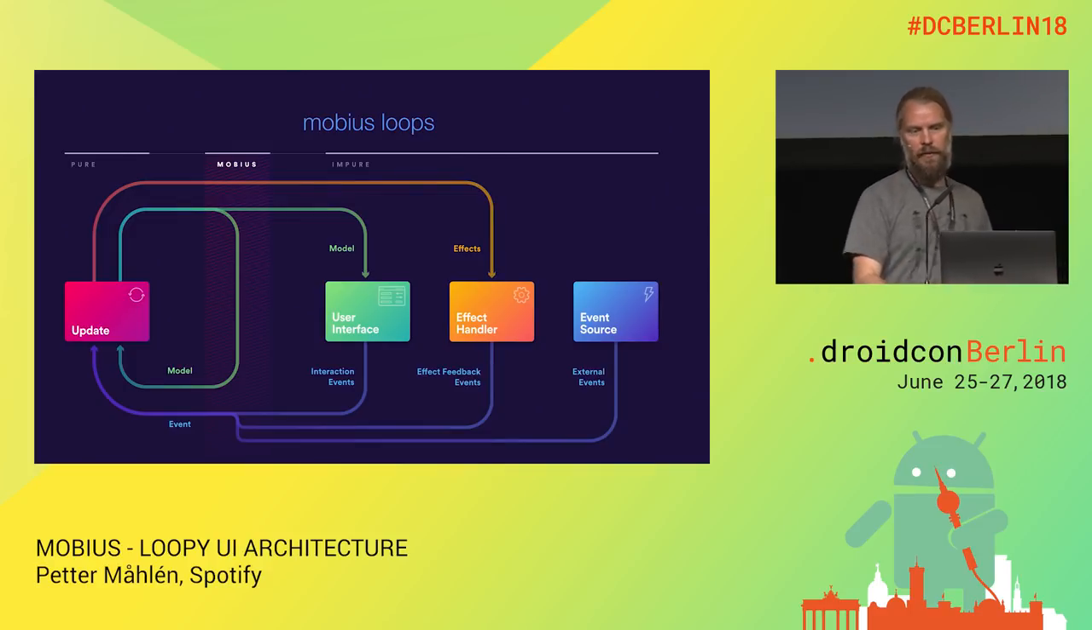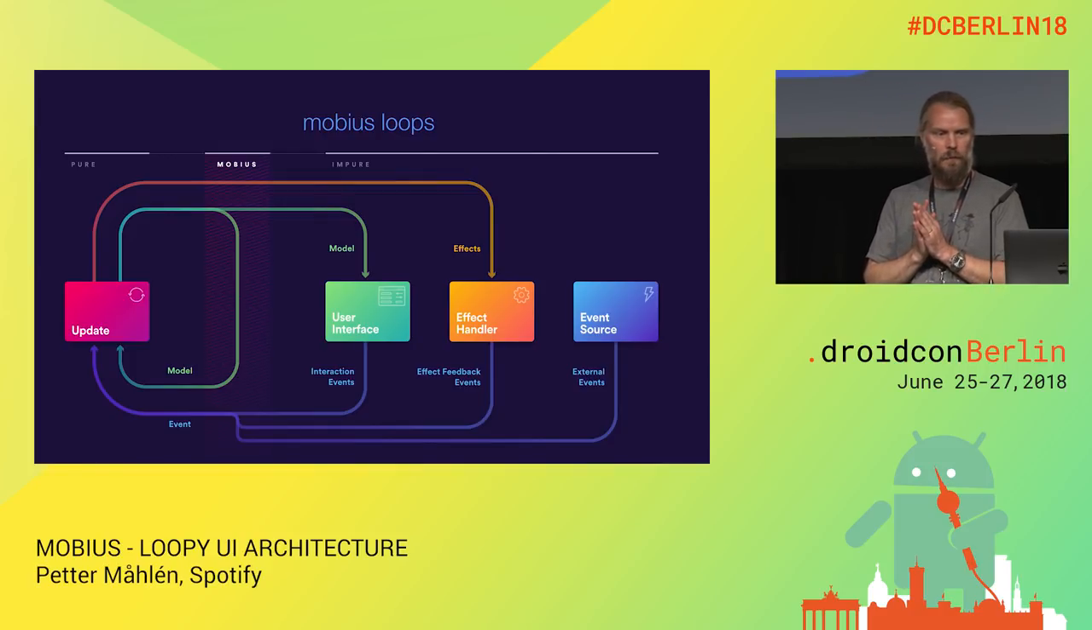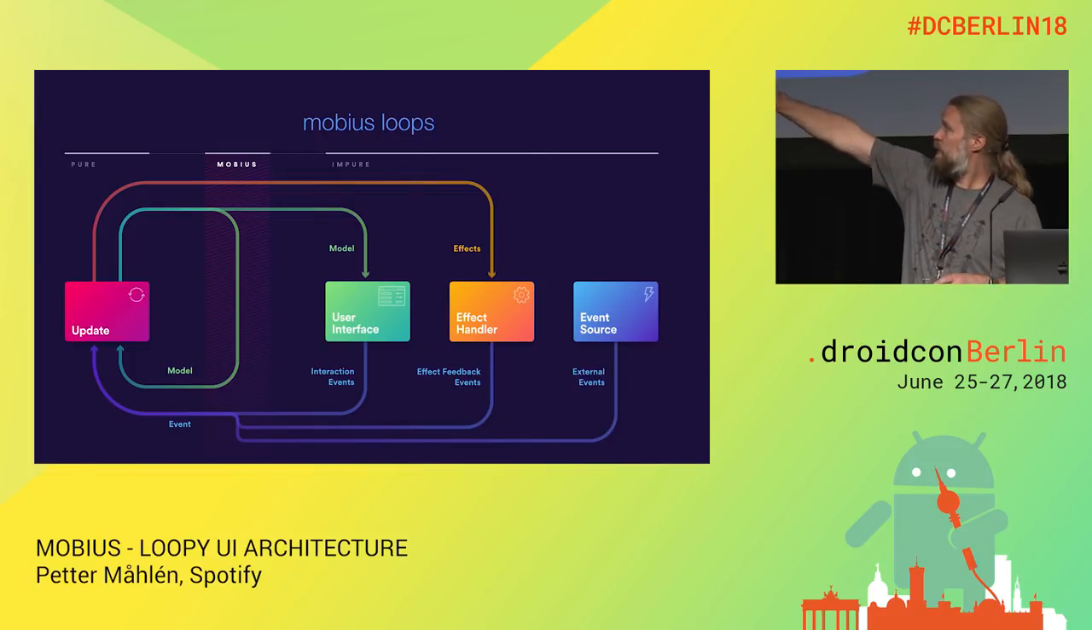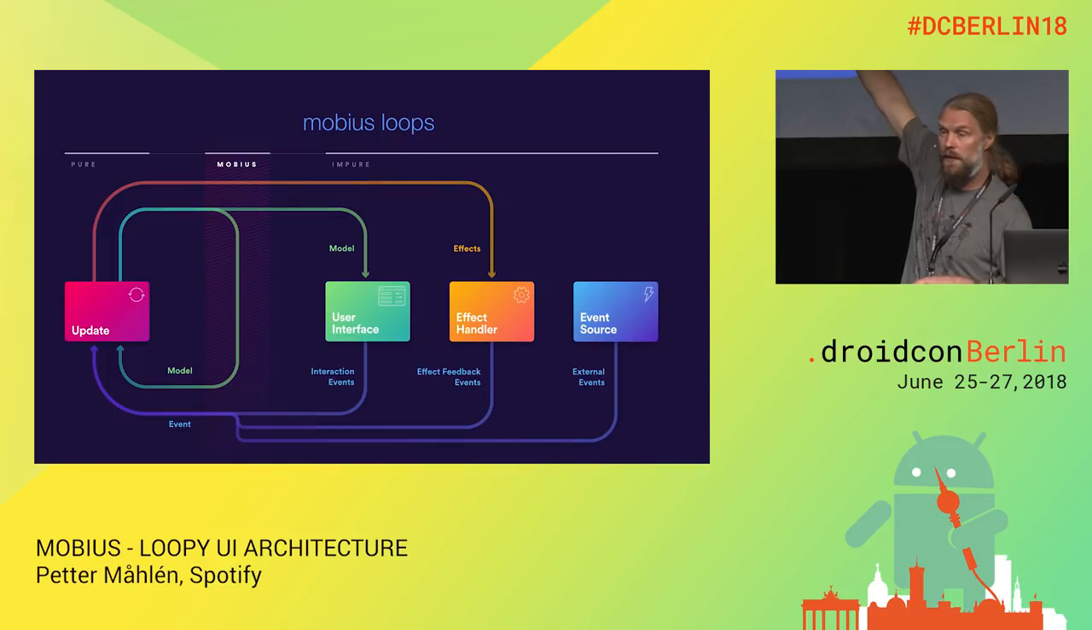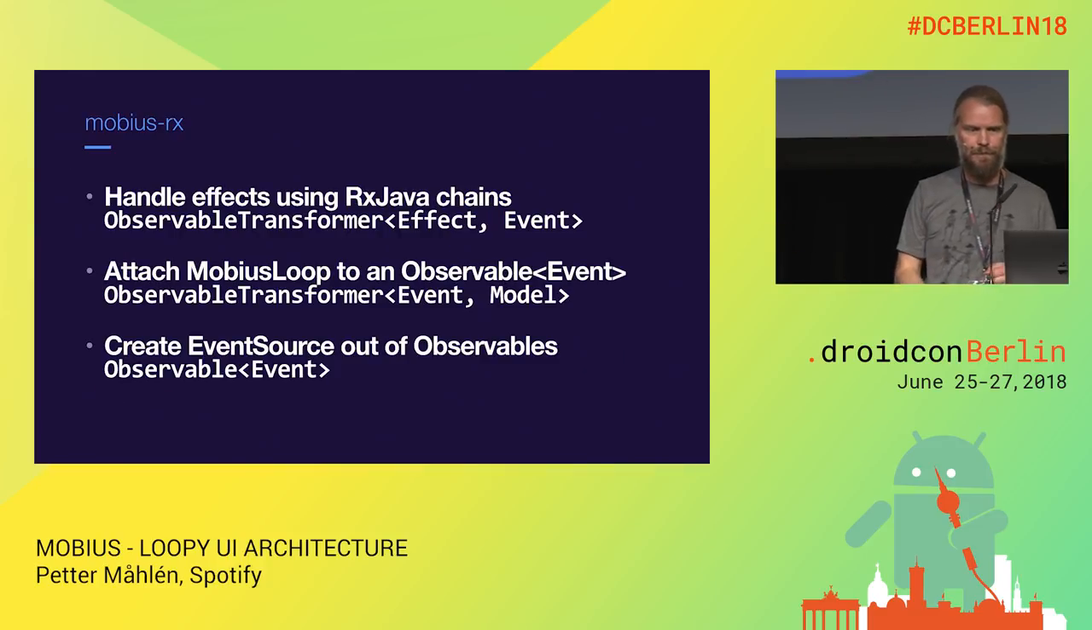Adding that into the diagram, this is the full picture of what a Mobius loop looks like. There's a lot of loops, as you can see. We have the update function, which is the heart, and then the user interface, which observes the model and emits interaction events. There are effect handlers that handle effects and emit events, and then event sources that just push in events that happen.